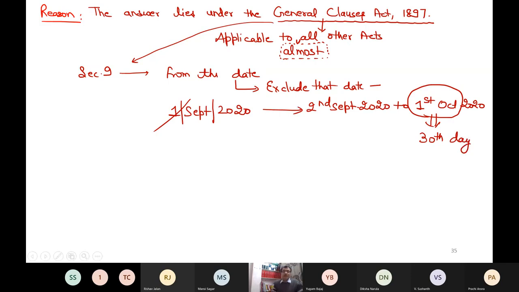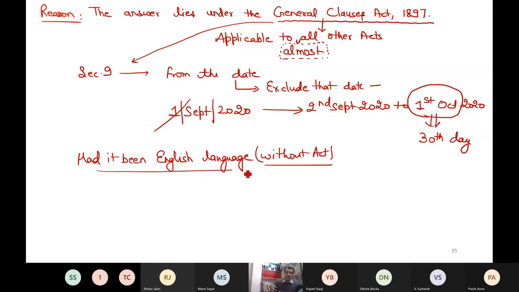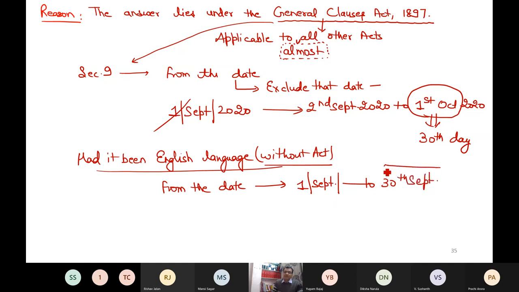See, I'm not reading only English language. Had it been only English language, without the act, had I not been reading the act, my answer would have been what? If you see the English, then from means from. No need to exclude that date. From means start from 1st September and end on 30th September. My answer would have been 30th September. Had it been English language only, this would have been my 30th day.